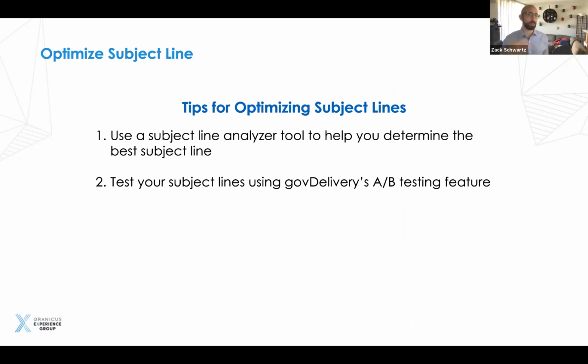Is it something that they signed up to see? Is it something that they're interested in? Is it something that speaks to your audience in the way that they speak to themselves? Kind of run that by. A good way to test different options, once you've come up with a few different variables, is to use an online analyzer tool or the A/B testing feature that is in govDelivery.